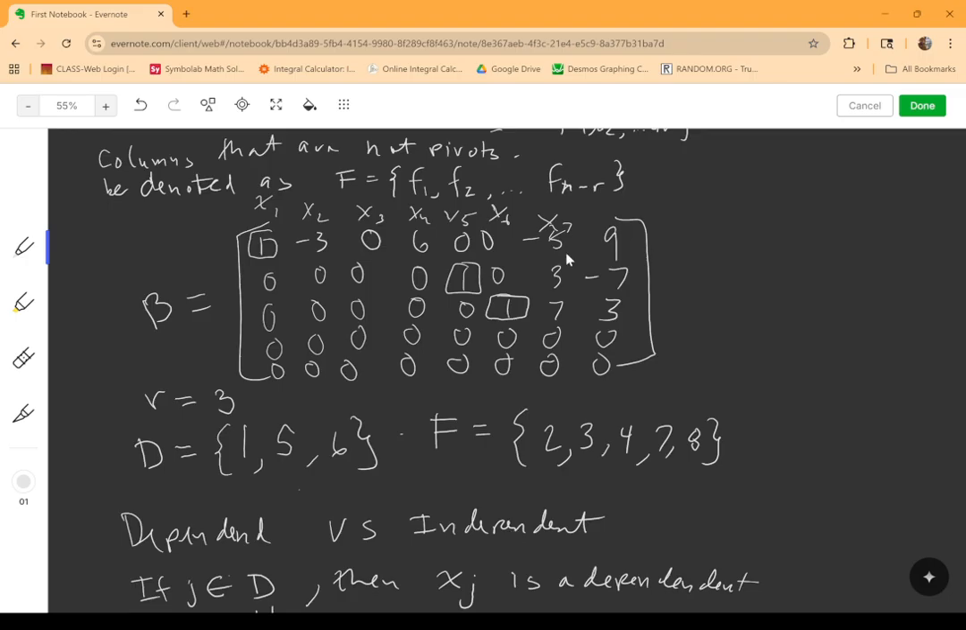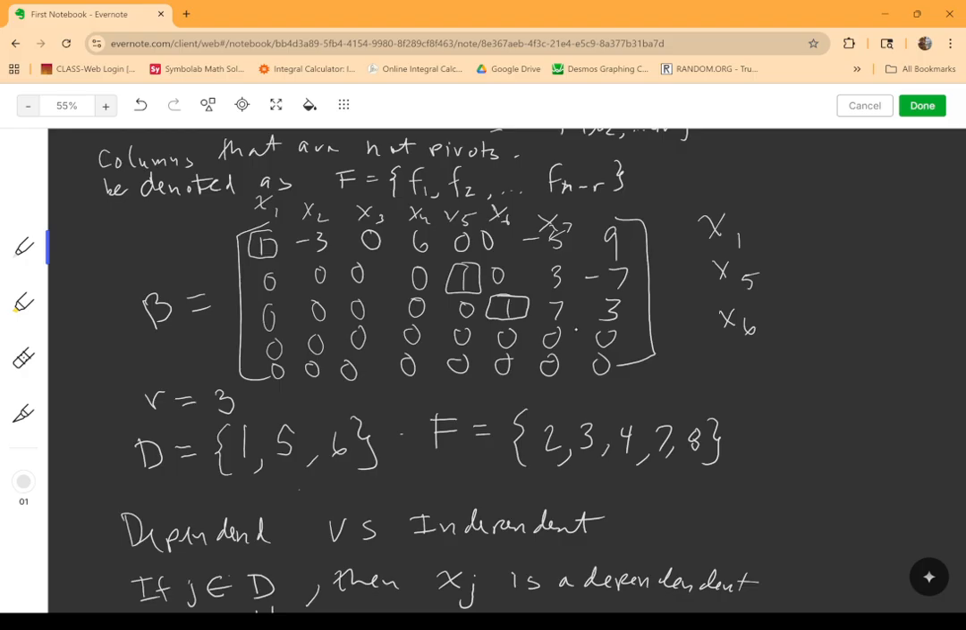Okay, so we have here our reduced row echelon matrix, and here we have our dependent variables. This last column is the variable of constants, right? So our dependent variables are the variables x1, x5, x6. And we have our dependent variables to be 2, 3, 4, and 7, right? With that last column representing the constant.